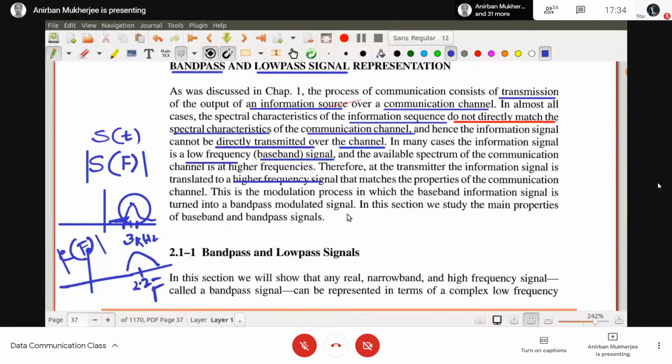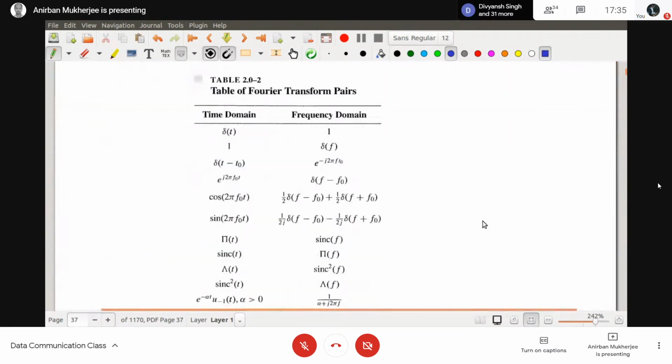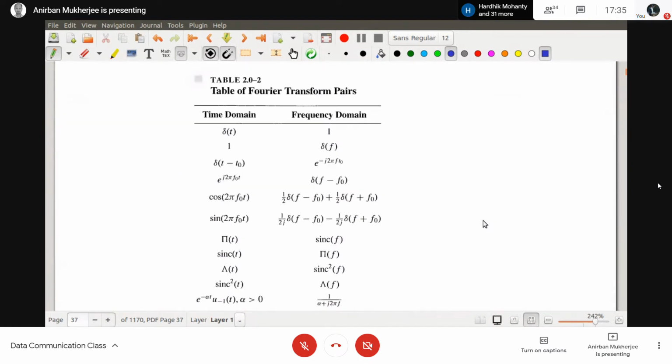Okay. So in this section, we will study the main properties of baseband, that is low frequency, and bandpass, which is relatively high frequency signal. Baseband is low frequency, bandpass is high frequency. This is the basic part. Now, this Fourier pair that we have studied.